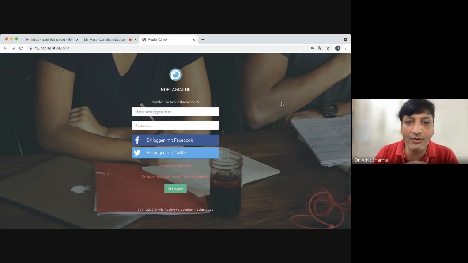Whenever you create an account and you have already logged in, on the top you are going to see that it has been mentioned that your account is a student account. You can go to the settings, and from there you can find the email address of the admin who is running the website, noplagiat.de. You have to send an email to the admin that you are working as a faculty member, and you can send them proof as an attachment.